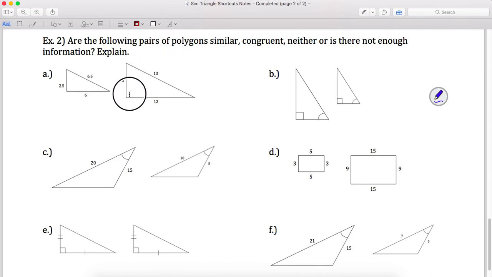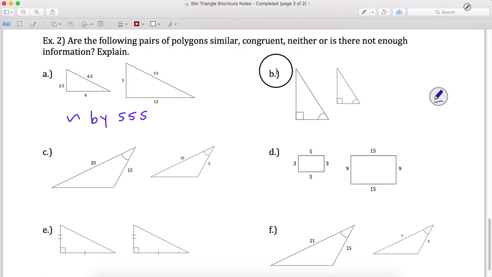All right, so what we have going on here in the first picture, you can see that all of these side lengths have been doubled. So 2.5 is now 5, 6.5 is now 13, and then 6 is now 12. This tells us that the triangles have to be similar by side, side, side. So that was the first shortcut that we wrote up today.